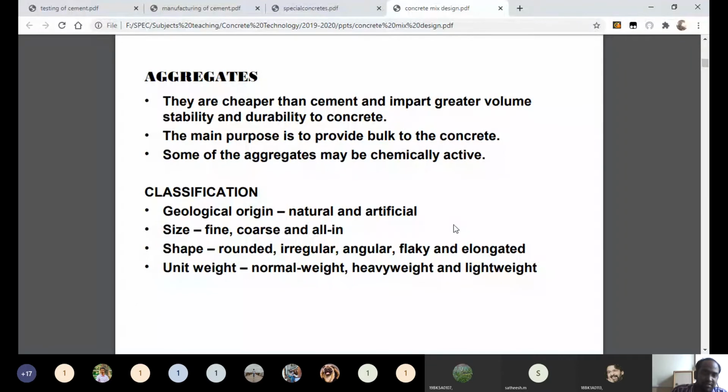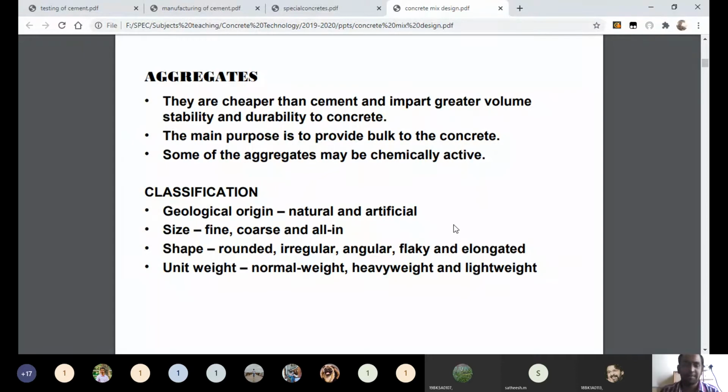Understand? So next one is the classification of aggregate. Based on their geological origin, the aggregates have been classified into two types, natural aggregates and artificial aggregates. Based on their size, the aggregates have been classified into two types, fine aggregate and coarse aggregate. And based on their shape, they have been classified into different shapes like rounded aggregates, irregular aggregates, angular aggregates, flaky aggregates, and elongated aggregates. And based on the density, which means unit weight, they have been classified into normal weight aggregates, heavy weight aggregates, and lightweight aggregates. Understand? So this is the classification of aggregates.